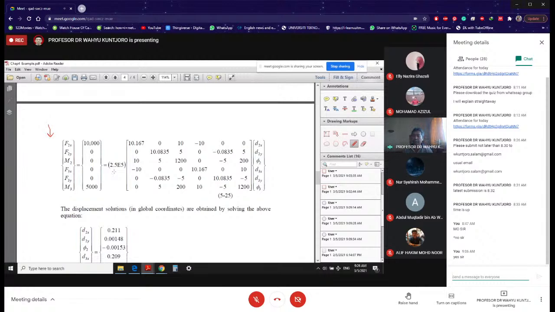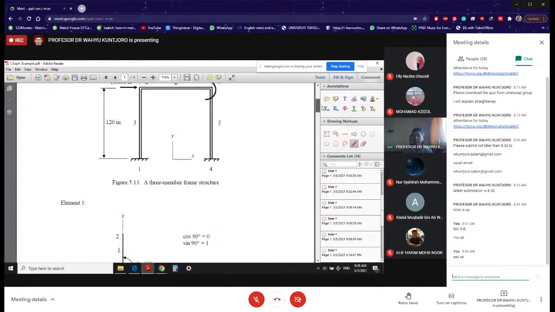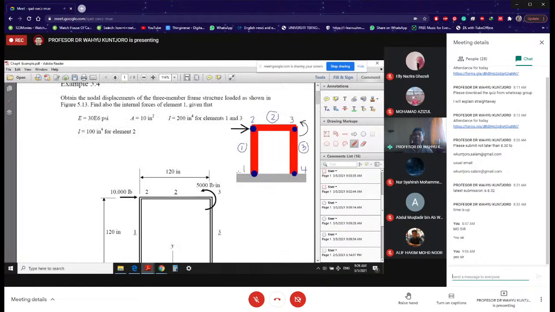The reason is because this 5,000 at node number 3, the applied moment, is positive because positive moment in this case is when it is counterclockwise. Remember, that is our agreement. That's the convention for positive moment direction. Counterclockwise is positive, clockwise is negative.